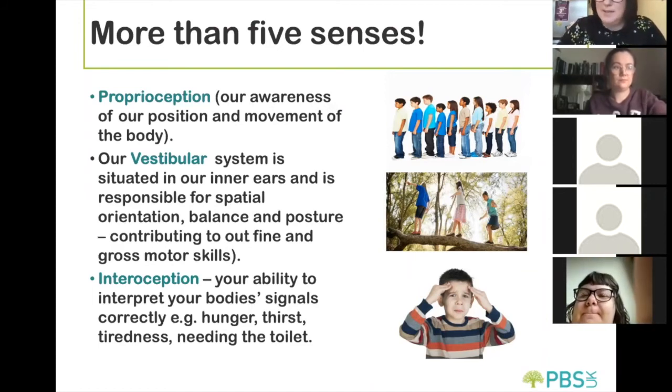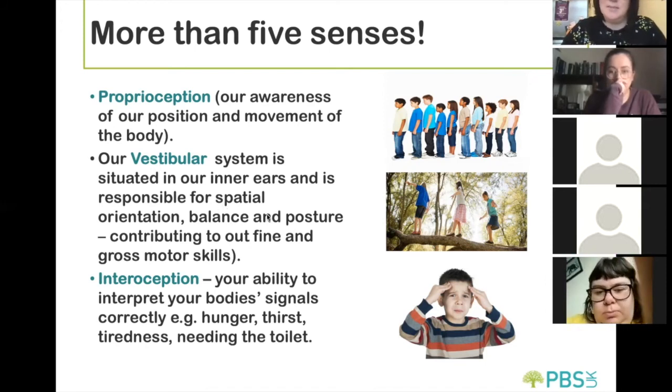The vestibular system is located in our inner ears. That's responsible for our sense of spatial orientation, balance and posture. So I normally think of this one as a sense of space, so where we are in relation to space. The vestibular system, I kind of think of as balance. Our sense of balance is probably the easiest way to remember that. So things like our fine and gross motor skills are particularly relevant to this system.